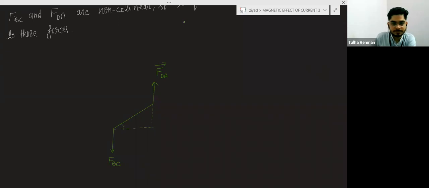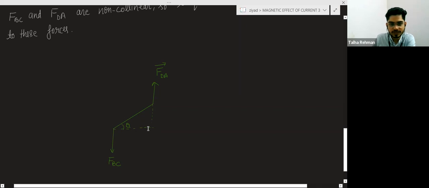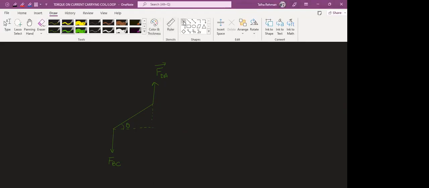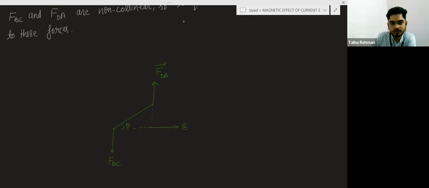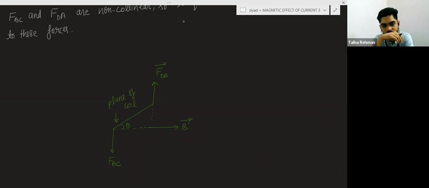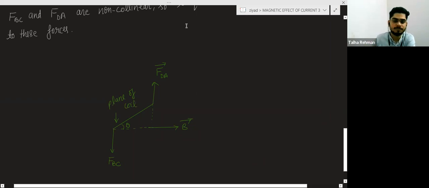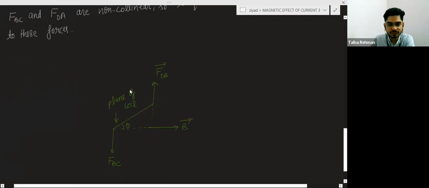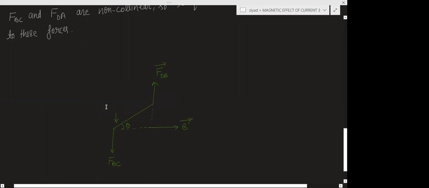And this is your angle theta, because this is the plane of the coil, and here is the magnetic field. This is the direction of the magnetic field, and this is the plane of the coil. So the torque we have calculated is due to the two forces having different lines of action. The total torque will be the sum of the forces times the perpendicular distance from the axis of rotation. Either you can calculate like this, or like this.